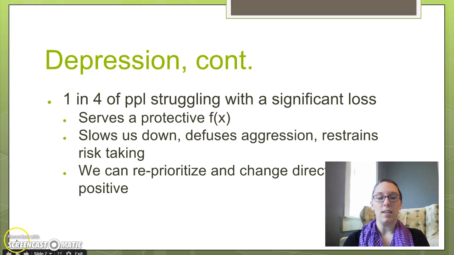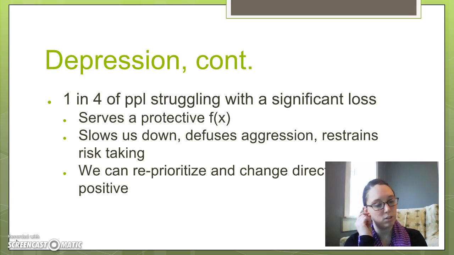Now, when we look at the people who are diagnosed with depression, about 25% of individuals who receive a depressive episode diagnosis are struggling with some sort of significant loss. And so there is the suggestion, or not even the suggestion, there's a hypothesis that depression has emerged from the evolutionary perspective as a way to serve a protective function. When you are depressed, what happens is you start to slow down. You don't tend to engage in risk-taking behavior. You tend to keep to yourself. And so by doing that, you're not exposing yourself to harm and you're not exposing yourself to risks.